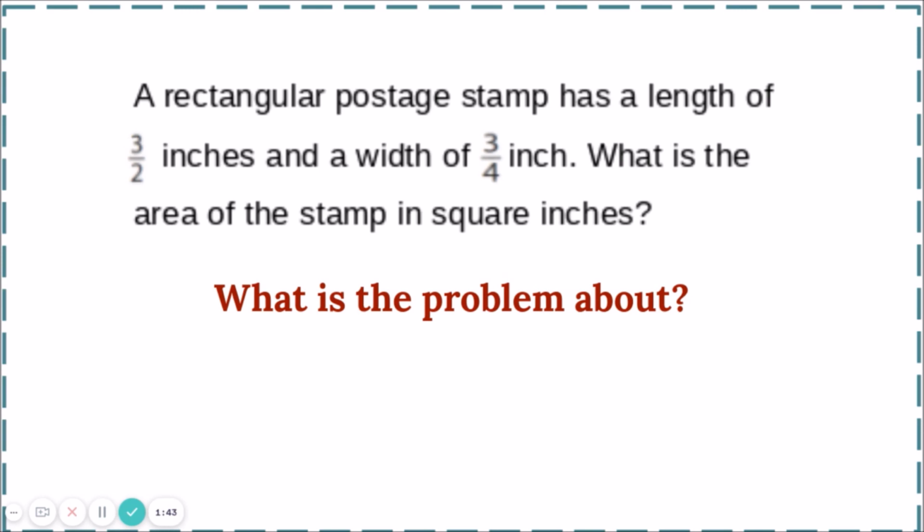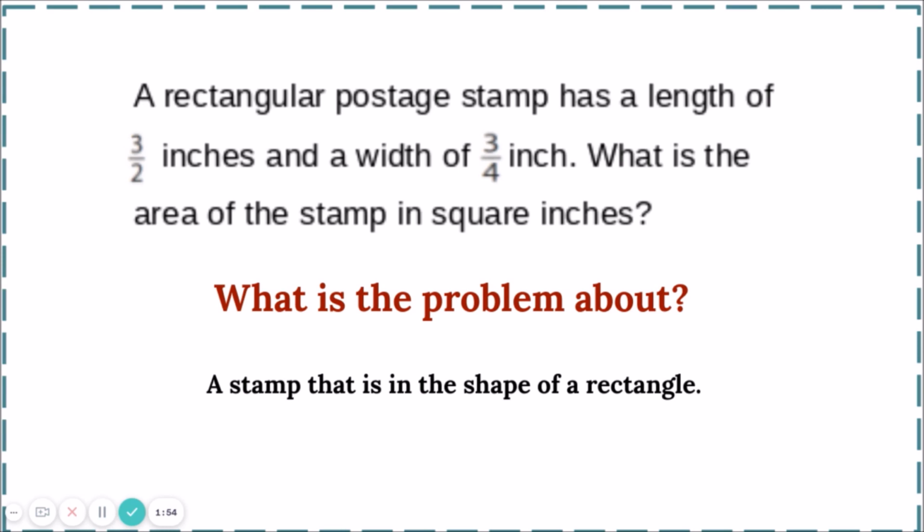Once I have read my problem multiple times, I'm going to answer the question, what is the problem about? So what is this specific problem about? It's about a stamp that is in the shape of a rectangle. So we're just going to simply look at overall as a whole, what is the problem about?